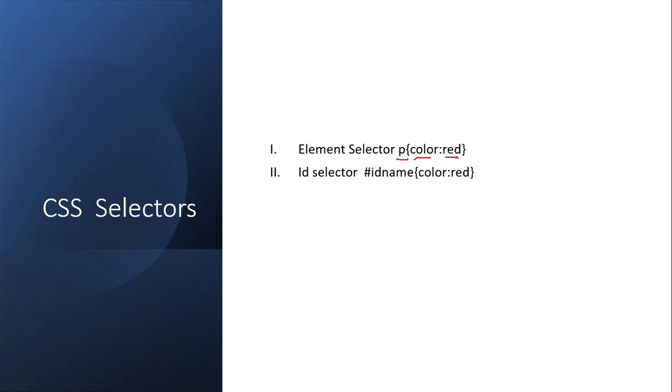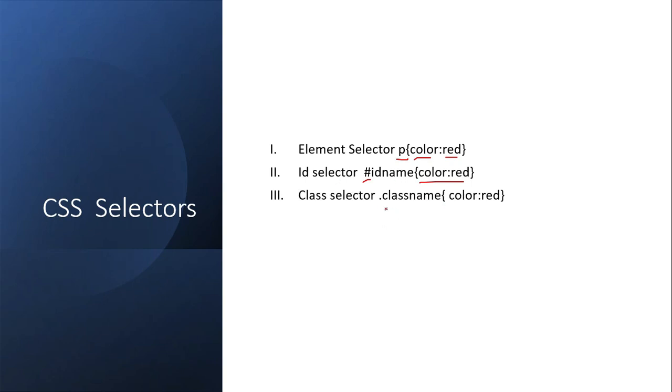Another one is the ID selector, and we can give the ID name using the hash symbol, and inside the curly braces this is the CSS property and value. And ID must be unique in one HTML document, so we can apply the ID to only one HTML element.